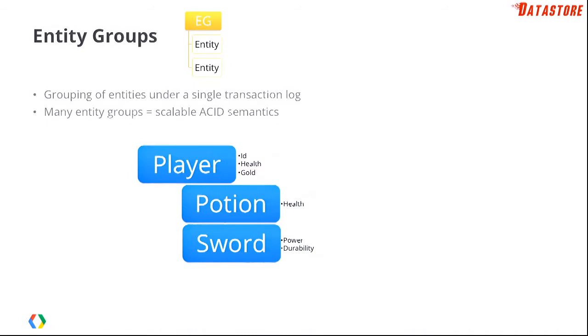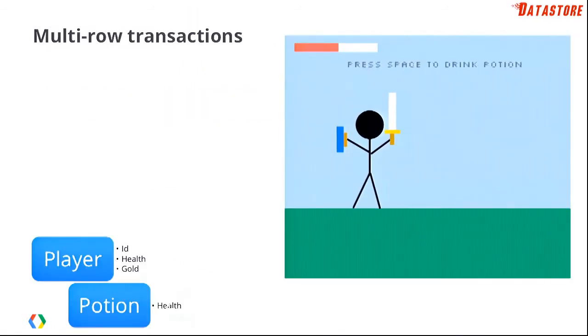And this is very important because you never want a player to use an item and to have the item still be in their inventory afterwards, or try to use an item and have the effect not work. So for example, if a player wanted to drink a potion, we have the player as the root entity and the potion as a child entity. So they're in the same entity group. And so we can easily act upon these transactionally.